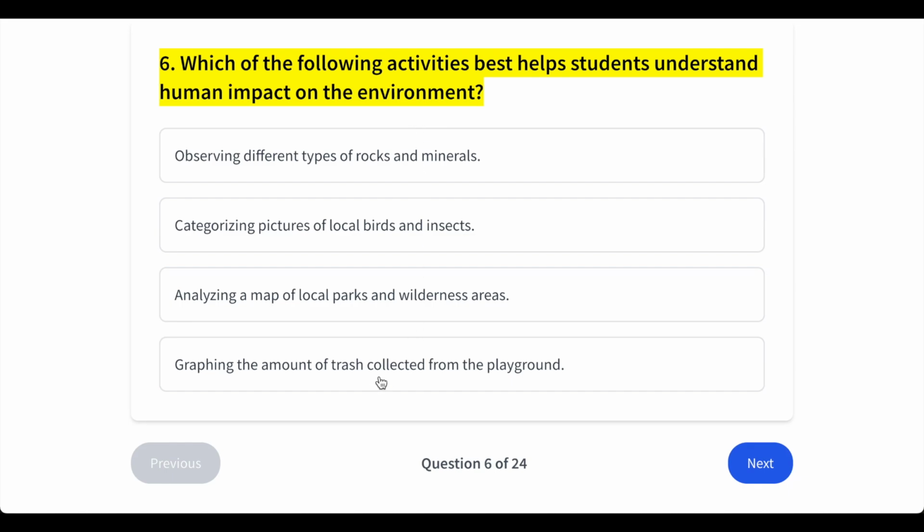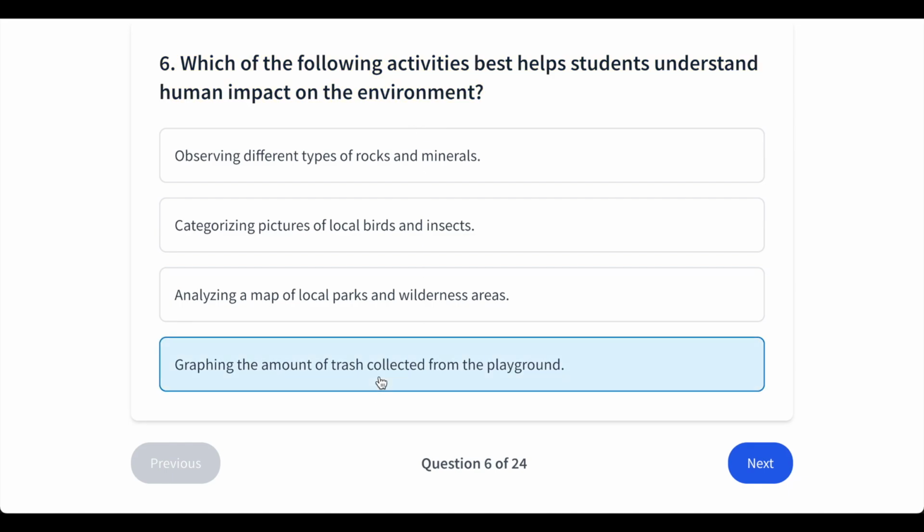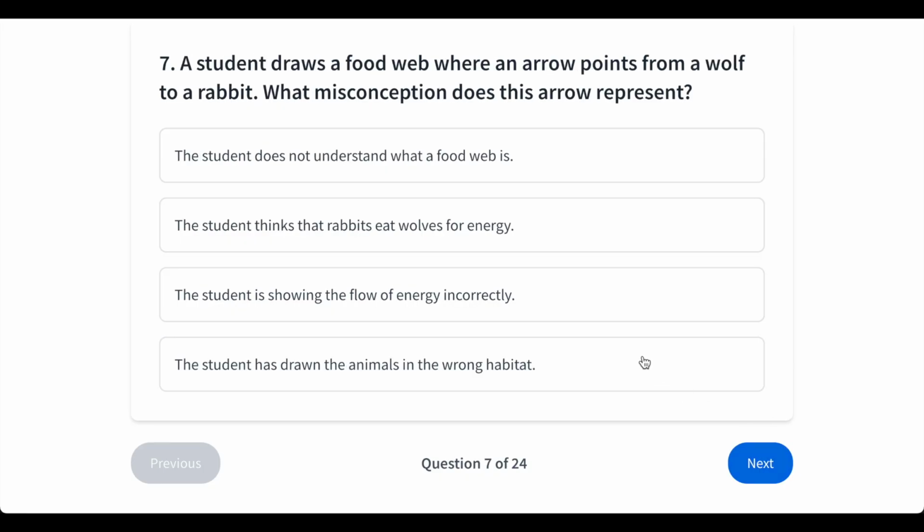All right, I see graphing the amount of trash collected from the playground. This would be the best answer. It takes local data and makes the concept of pollution more tangible for our students. All right, that was the last question of our Earth and Space Science section. Next, we're going to be moving on to Life Science.